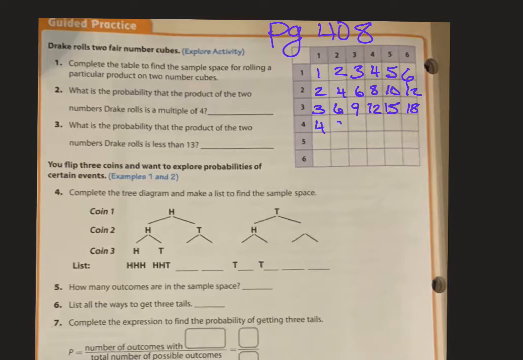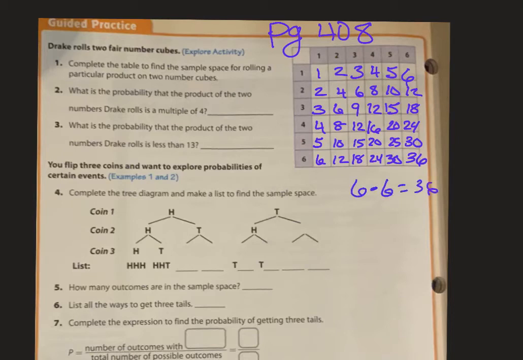4, 4, 8, 12, 16, 20, 24. Counting by 5s, 5, 10, 15, 20, 25, 30. And the last one is everything times 6: 6, 12, 18, 24, 30, and 36. So there are outcomes. We should have 36 total because there were 6 numbers, right? So we should have 36 outcomes.